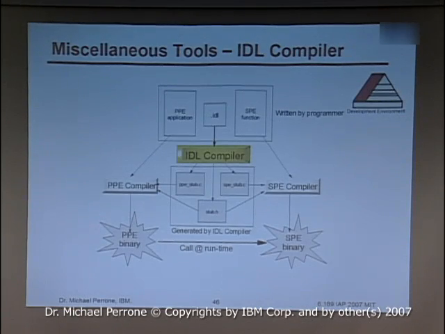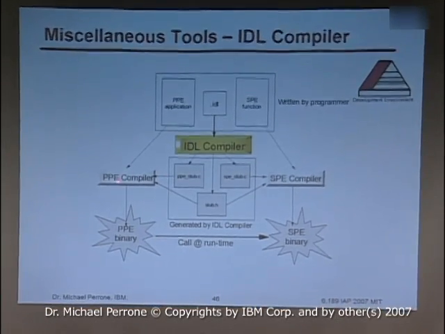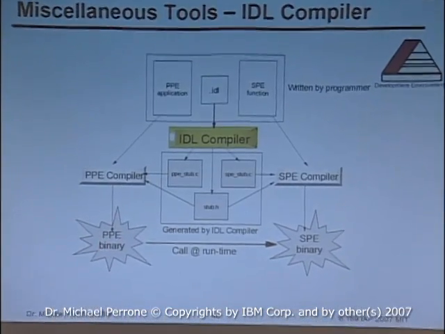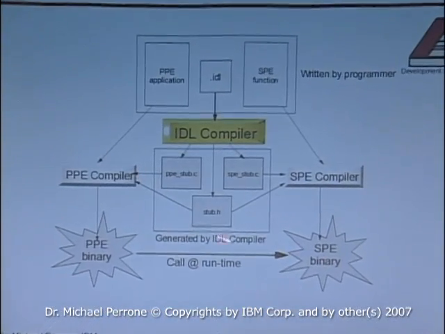And someone was very excited when they made this chart because they put these big explosions here. You've got some compiler here that's going to be generating 2 pieces of code: the PPE binary and the SPE binary.